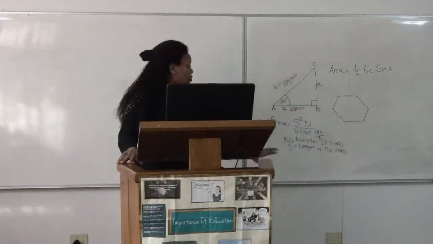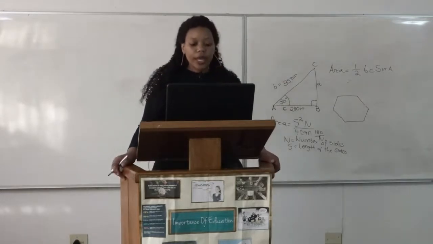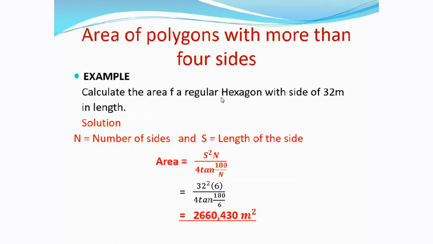So we need to substitute in this formula. We will have your S, which is the length of the side. We are told that the length of the side is 32 meters squared. Then you times by the number of sides, which is 6, divided by 4 tan into 180 divided by the number of sides, which is 6. And then your answer will be 2,660,430 square meters.